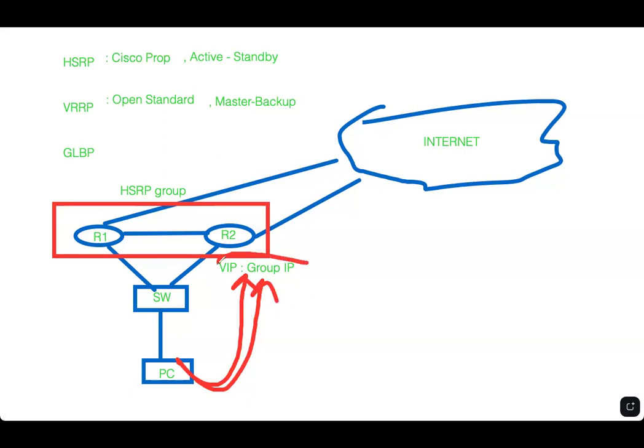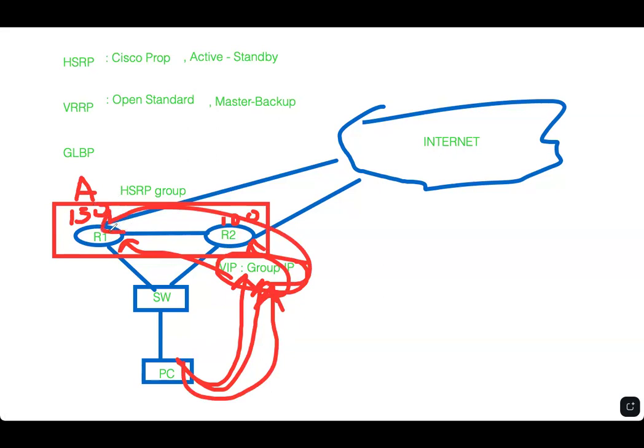Now the virtual IP is like a virtual router that will be pointing to either router 1 or router 2, depending on the priority. Let's say we define the priority here as 150 and the priority of this one is 100. So this one will become the master, or the active. The traffic will be pointing to the virtual IP and the virtual IP will be pointing to router 1 because this is the active, and this will be pointing to the internet. If this goes down, this one will take over the role of the active. The traffic will go to the virtual IP, and the virtual IP will point to router 2 and then go to the internet.